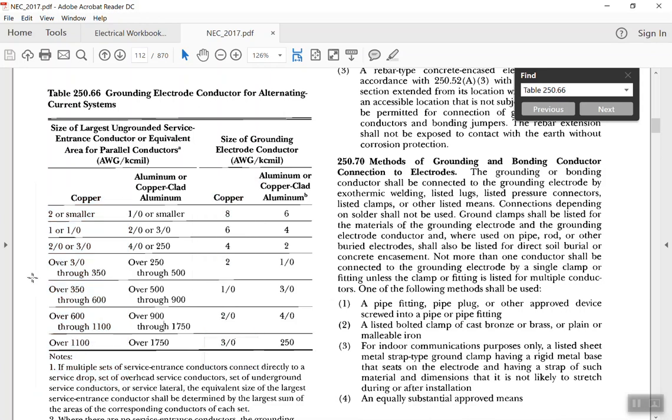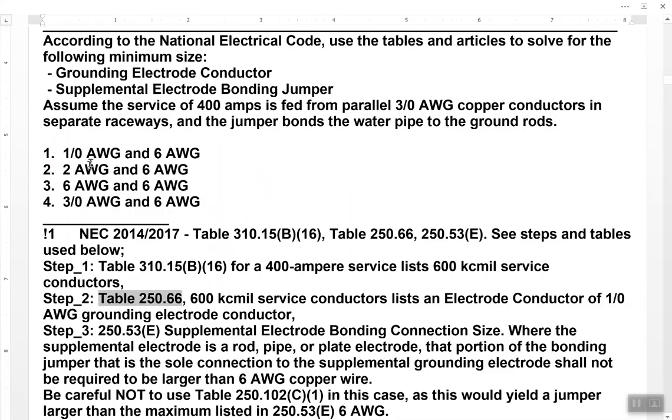Okay, so in this case, we got 600, which would fit right in there, and we followed on over till we see what? A 1/0, right? A 1/0 copper right there. Okay, we just line the two up, line up the copper column with the 600 kcmil row, and we get a 1/0 AWG. Okay, so check it out. That's the only one. Now everything else has 6 AWG, 6 AWG, 6 AWG over here, right? So that's the answer to the bonding jumper. But the real question was, okay, what's the size of the electrode conductor? And the answer is going to be number 1.